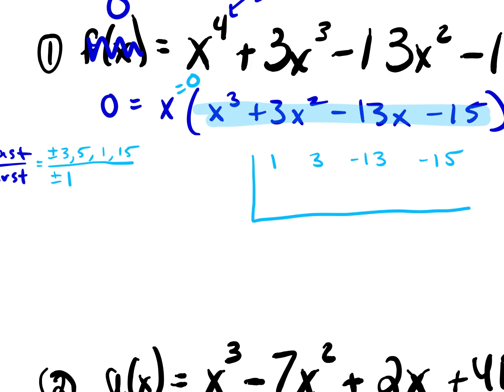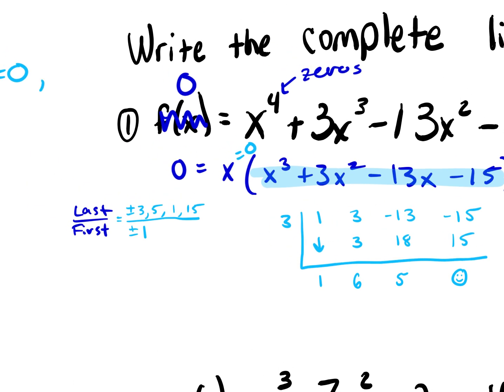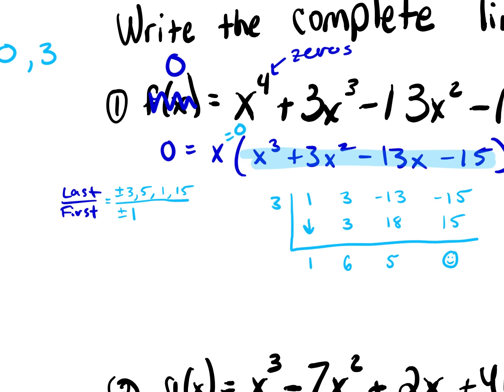What do you want to try first? Sure, let's try 3. So I'm going to drop down the 1, multiply, we get 3, add 6, multiply 18, add, this would be 5, multiply 15. Does it work? Yes. So I'm going to add that to my solutions. X equals 3. How many solutions do we have left to find?